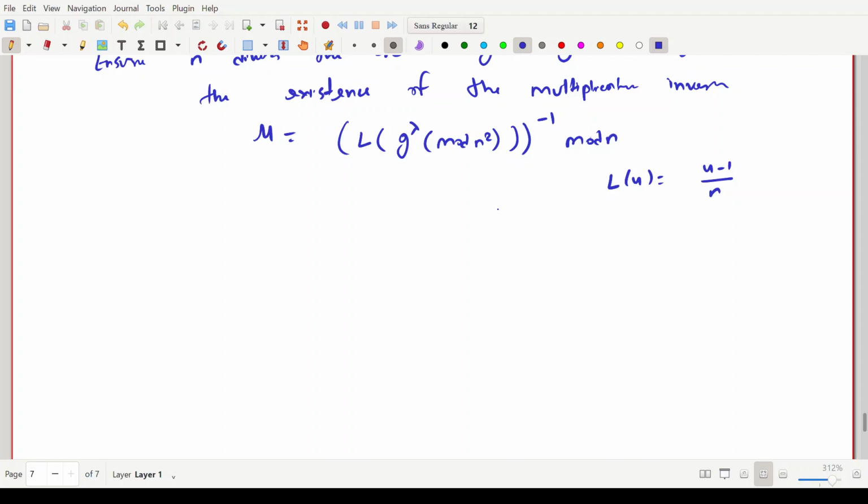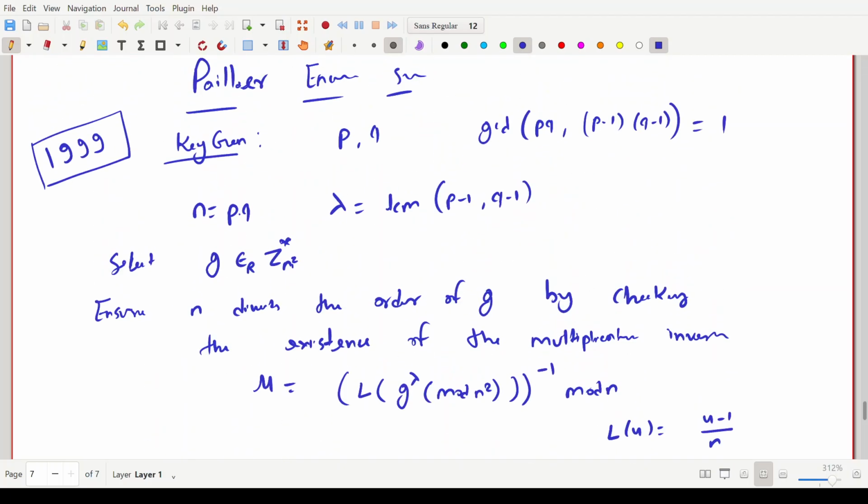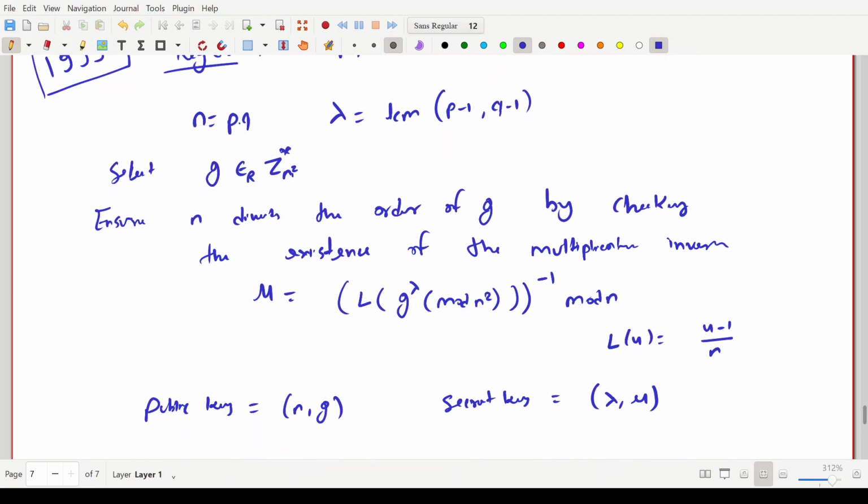Now let us see what the public key is. Your public key is n comma g. And your private key, secret key, is lambda comma mu. Let me quickly show you everything once again. We started with two primes, then found n equal to pq, then lambda, then chose a g such that n divides the order of g by checking this condition. The public key is n comma g, and the secret key is lambda and mu. Now let us try to encrypt.